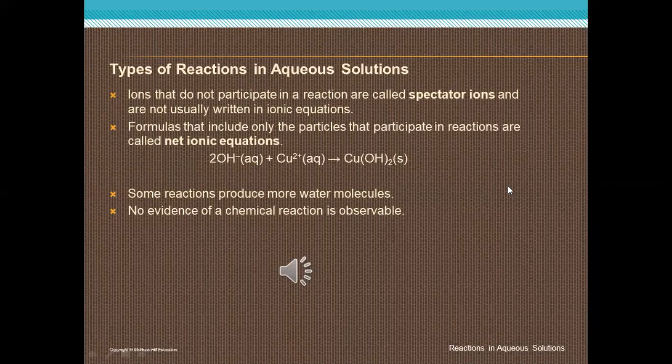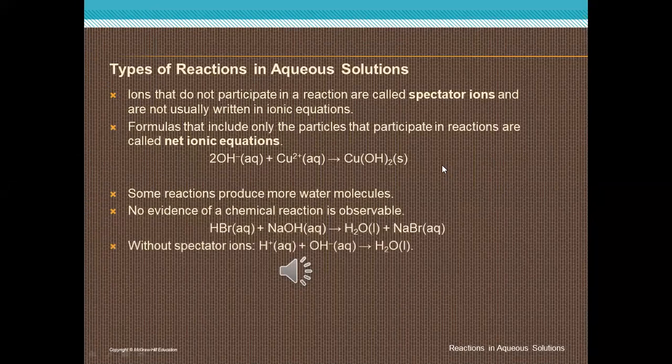Okay. This session we are going to complete types of reaction in aqueous solution. We said before that ions that don't participate in a reaction are called spectator ions, and are not usually written in the ionic equation, okay?